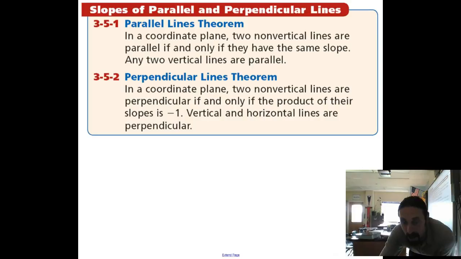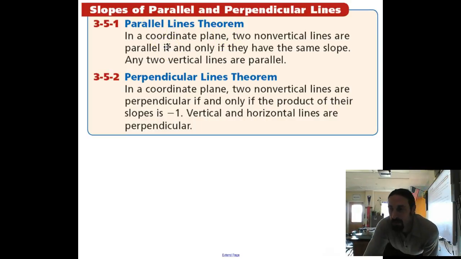There are a couple of theorems in section 5. One is the parallel lines theorem, and this specifically has to do with a coordinate plane. It says, in a coordinate plane, two non-vertical lines are parallel if and only if they have the same slope. Okay? And continuing on, any two vertical lines are parallel.